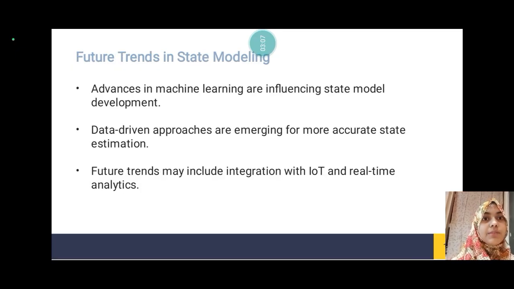Future trends in state modeling. Advances in machine learning are influencing state model development. Data driven approaches are emerging for more accurate state estimation. Future trends may include integration with IoT and real time analytics.